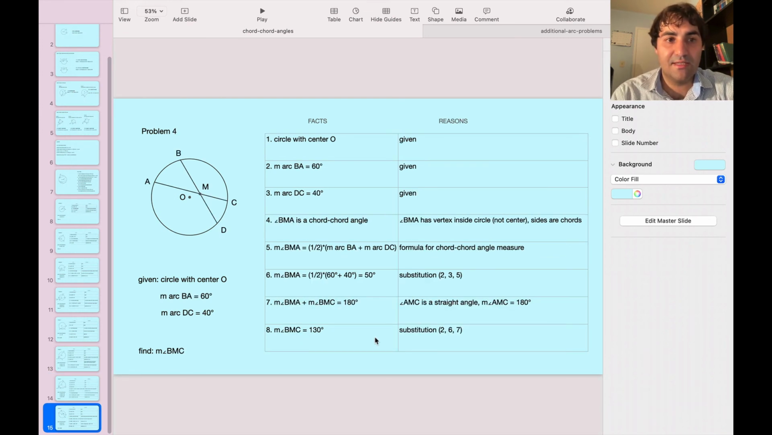So we're going to do our last problem here. Given a circle of center O, measure of arc BA equals 60 degrees. Measure of arc DC equals 40 degrees. Find the measure of angle BMC.